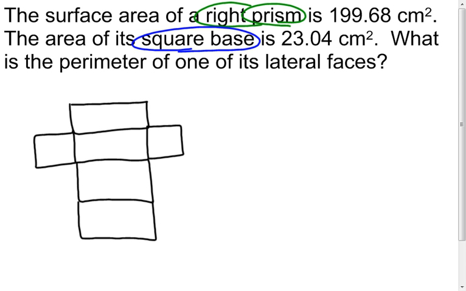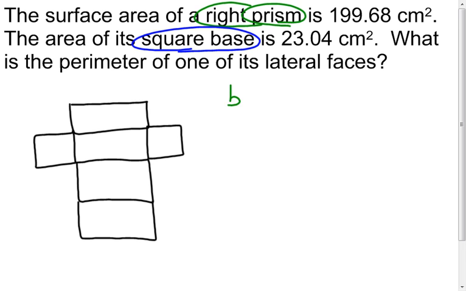Now what I do know about this is the surface area, which means I'd have to add up the areas of every single rectangle and the 2 squares to get that. I know the area of the square base is 23.04. Well, I think about the area of a square, and it's just base times height. The base and the height are the same, so it's really base squared.